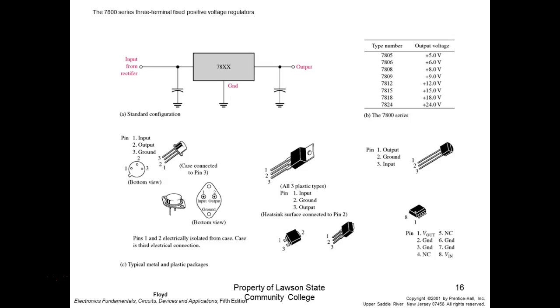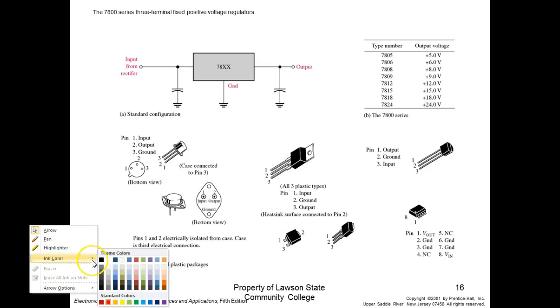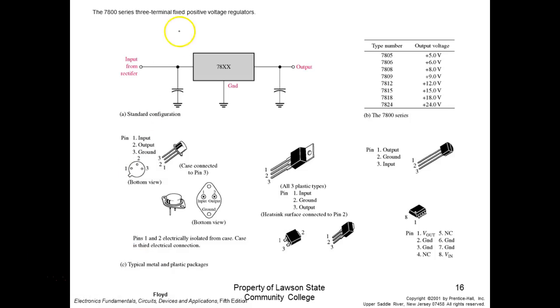But all we see is 3 leads, because we have unregulated in, right? You understand? So we have unregulated in, and we have regulated out, and then we have common, which they call ground, but it might not be ground. And they come in surface mount. You might see them on the printed circuit board.